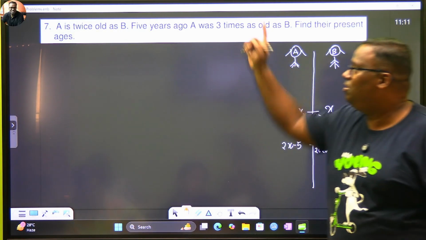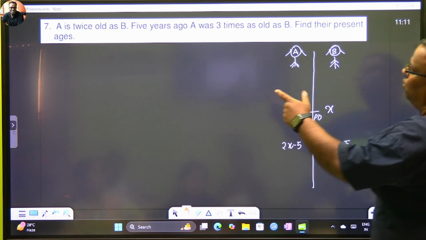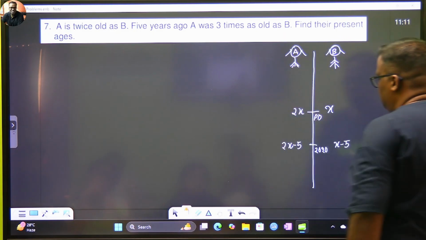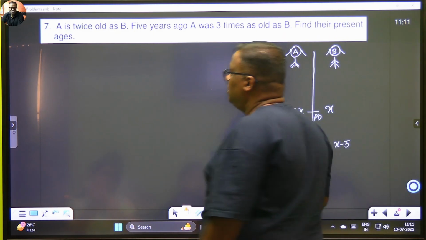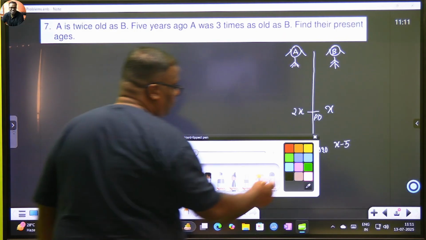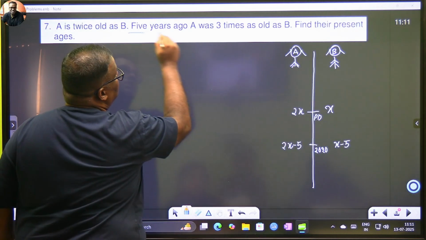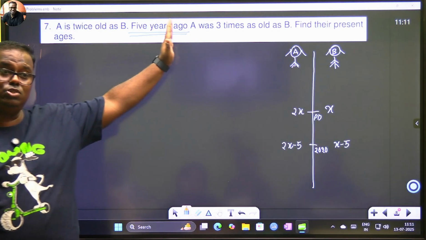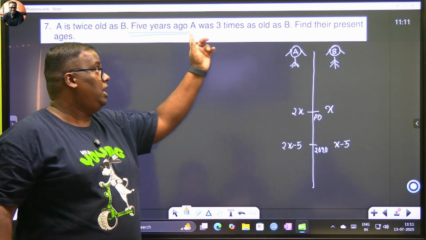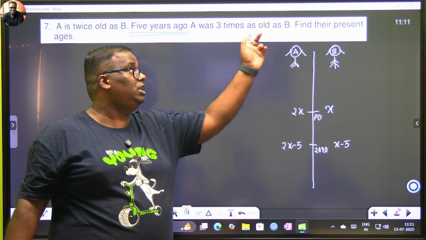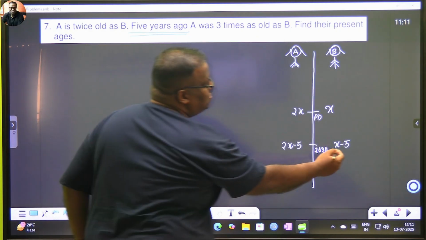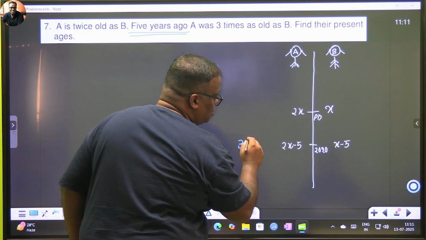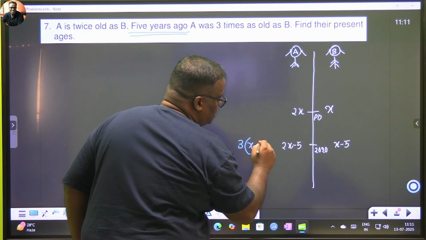Now something will be there. 5 years ago, A was 3 times as old as B. Many people get confused: is this the present age? No. First read this: 5 years ago. Whatever story you are listening to here is from 5 years before. A was 3 times as old as B. So what was B's age? x minus 5.